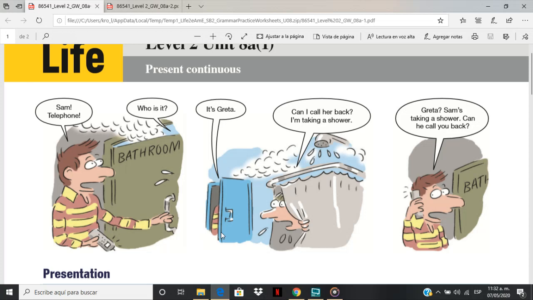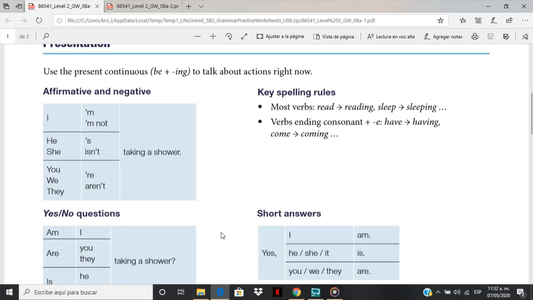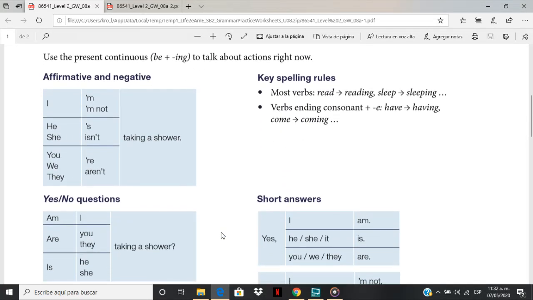So as you can see, there is an action in progress or a continuous action. Try to identify which one it is. Now, let's start with this. Remember, we use the present continuous, that is the verb be plus the gerund. I already gave you the spelling rules to talk about actions right now, yes, that is at this moment. It's happening, right?